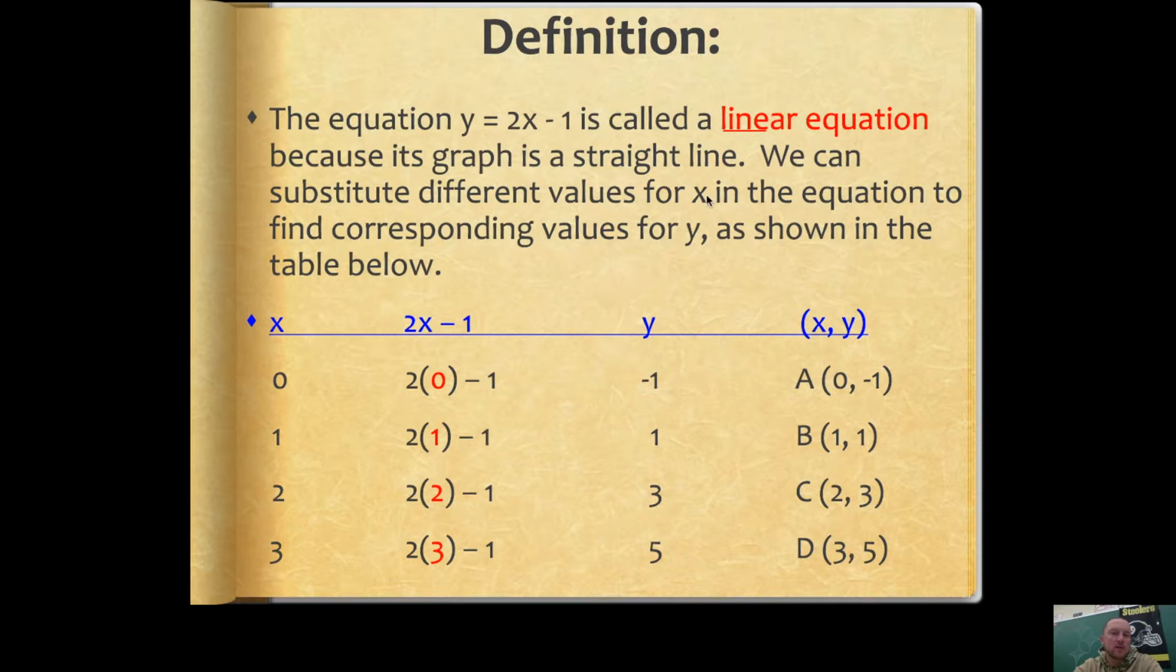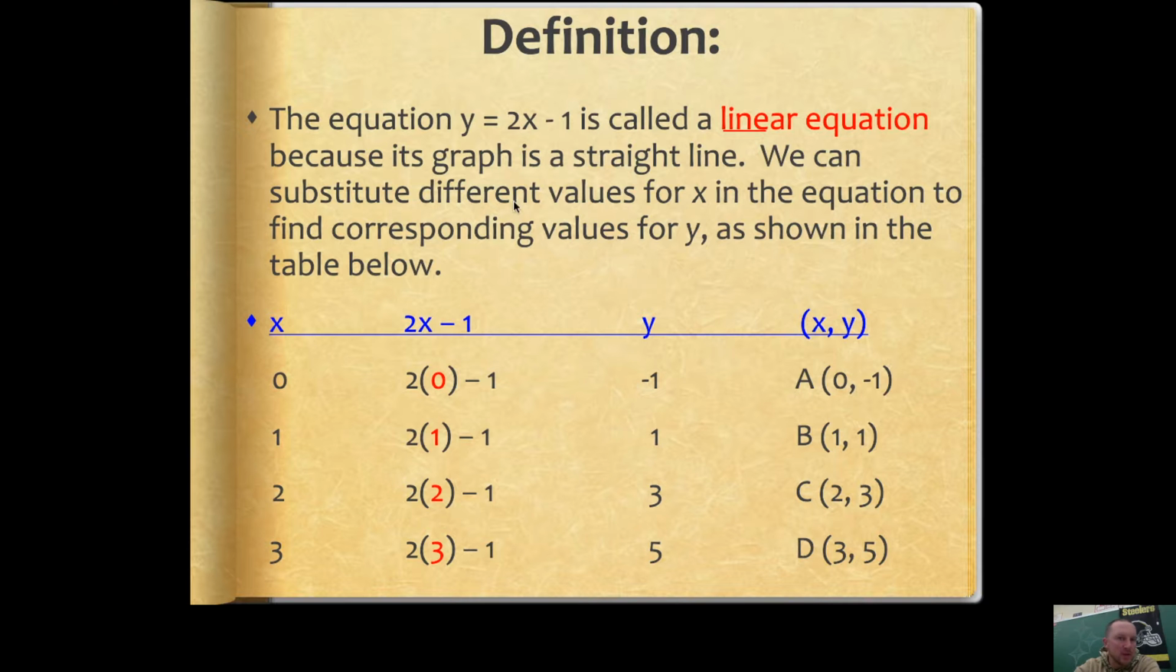We can substitute different values of x in the equation to find corresponding values of y as shown in the table below. So put a value of x, any value you want in here. Let's say 0 for a second. 2 times 0 is 0, and 0 minus 1 gives you -1 for the y value. So when x is 0, y is -1 on this line. So this ordered pair 0, -1 lives on this line.